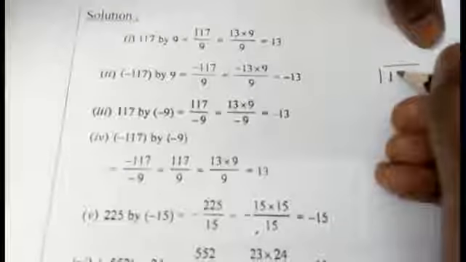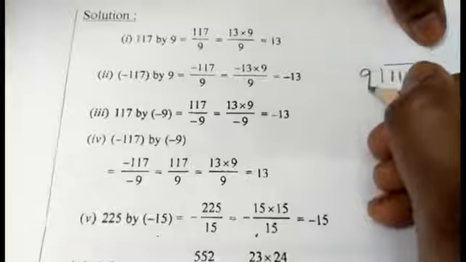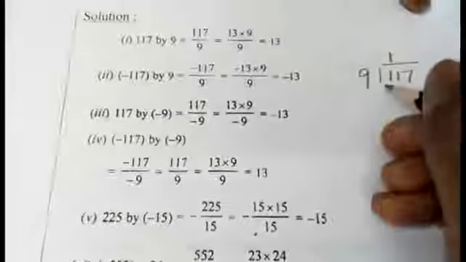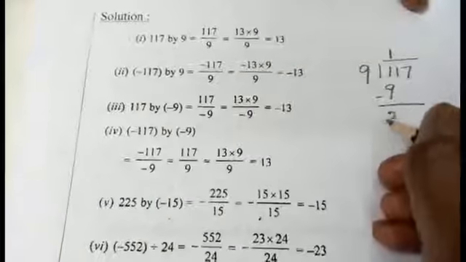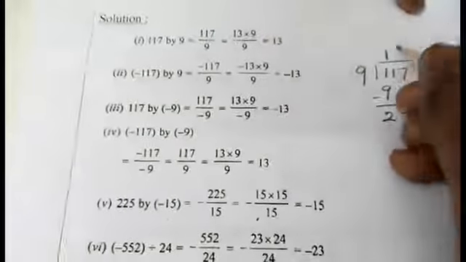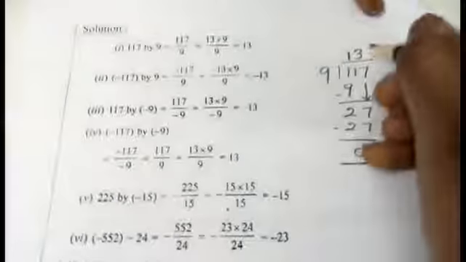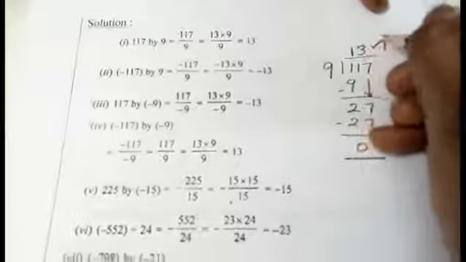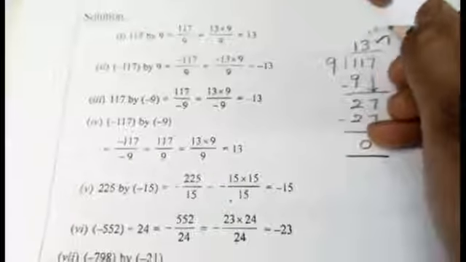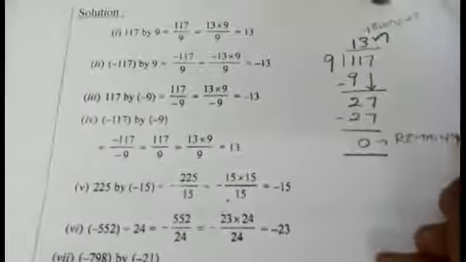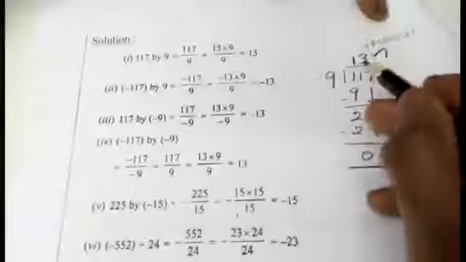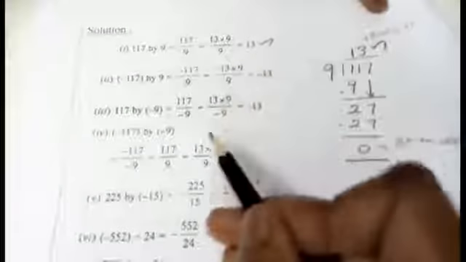Normal 117 divided by 9. 9 ones are 9. 11 minus 9, what is the value you are going to get? 2. Bring this 7 down. 9 threes are 27. So what is the number I am getting in the quotient? This place is called the quotient. That bottom one is called the remainder students. So this is the answer I am getting. Final answer is 13.